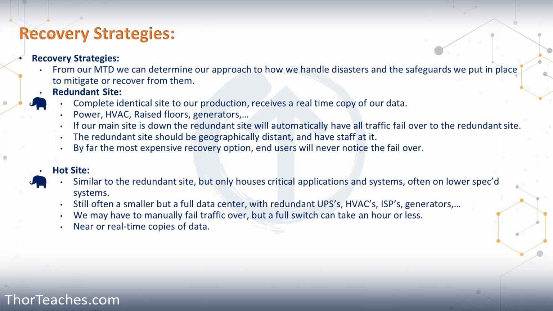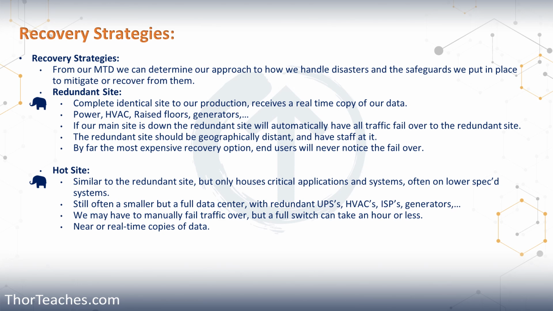First off, we have a redundant site, and the name sort of makes sense. It is a site that is identical to our production site. It is completely redundant, it has real-time copies of our data, and it can either be set up to fail over when there is a disaster, something happens, we automatically switch the traffic over to the redundant site, or we can choose to have both sites as an active-active pair. We use load balancing and then we send the traffic both to the primary and the redundant sites. If anything happens to either of them, well then all the traffic just flows to the other site.